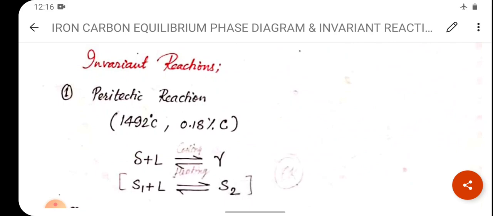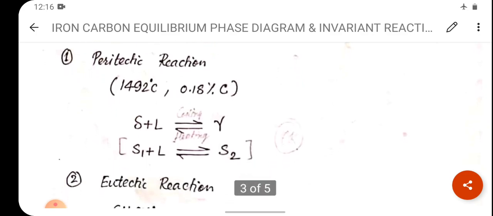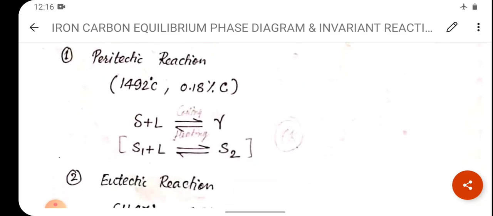Now I am going to discuss invariant reactions in the iron carbon equilibrium phase diagram. First is the peritectic reaction. You have to imagine the diagram. I will not show this diagram again and again. You have to remember this and practice it so that you can draw it in the exam. So the first reaction is the peritectic reaction, known as the first reaction because the carbon percentage here is 0.18% at a temperature of 1492 degrees Celsius.